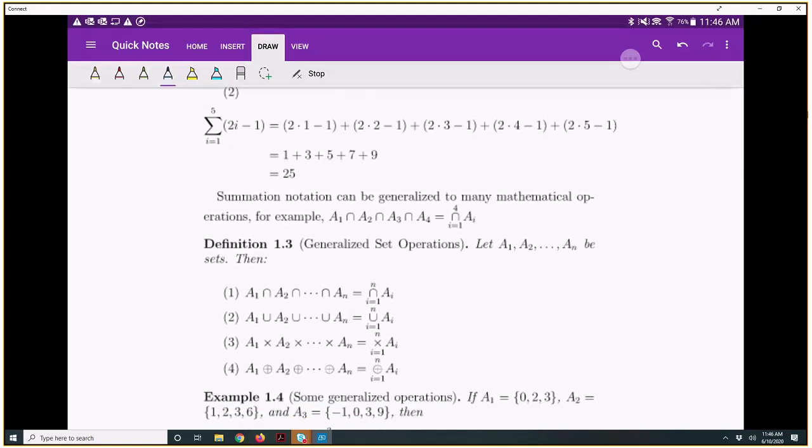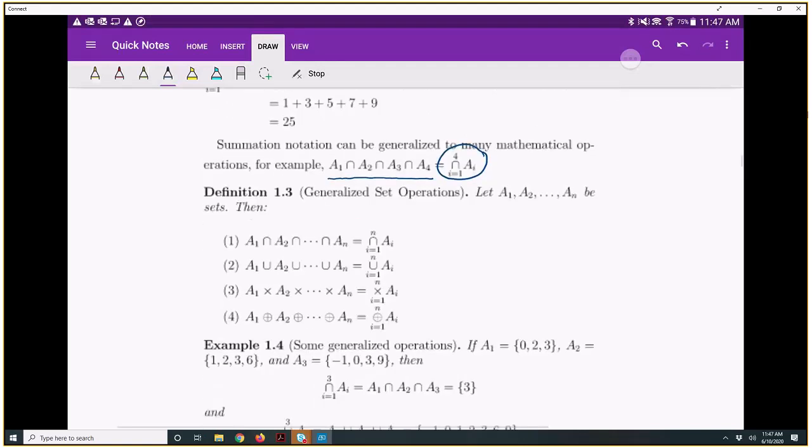Now this type of notation can be generalized to other operations. For example, we know how to find the union and intersection of 2 or maybe 3 sets, but we can generalize this notation, A1 intersected with A2 intersected with A3 intersected with A4. We could write it this way, where we write our index, i equals 1 to 4, above and below the intersection sign, just like when we had capital sigma.